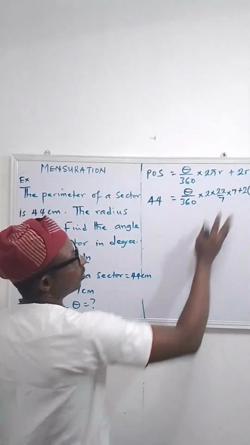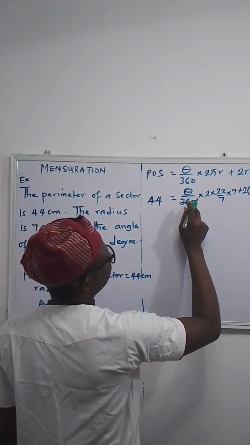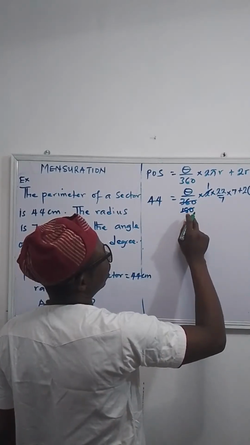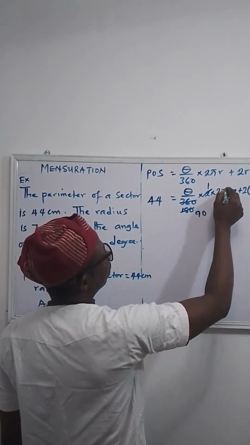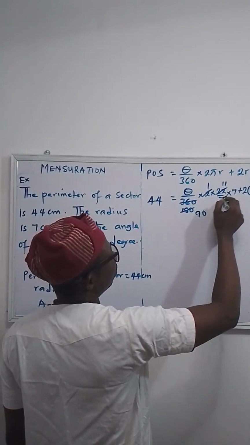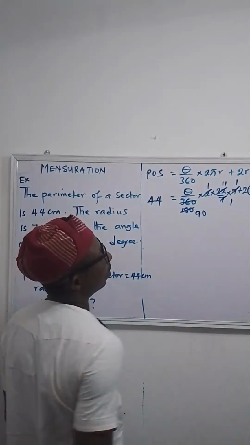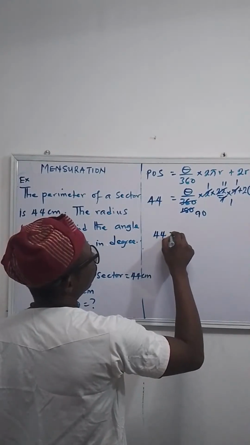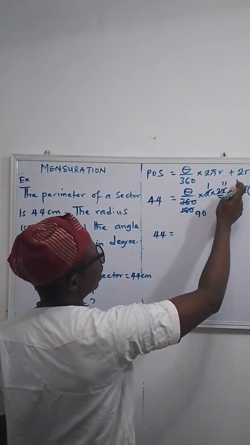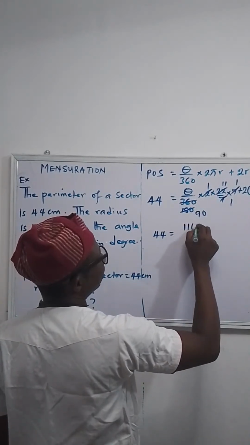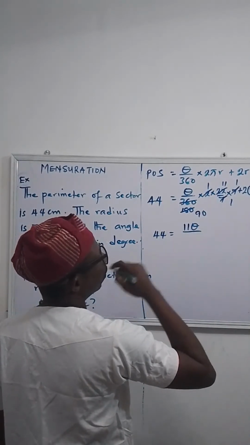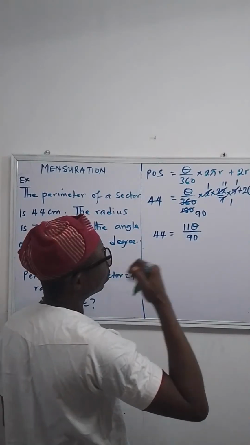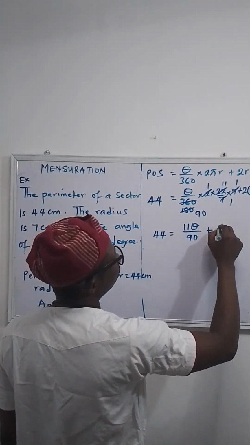So now let us simplify this side. Now when you divide 360 by 2, you have 180. This you have 1. Divide this by 2, you have 90. When you divide this, you have 11. So 7 goes here 1, 7 goes here 1. Okay, so now what we have here is 44 equals theta times 1 times 11 times 1. That gives us 11 theta over 90 times 1. So we have 90. Okay, so plus 14.